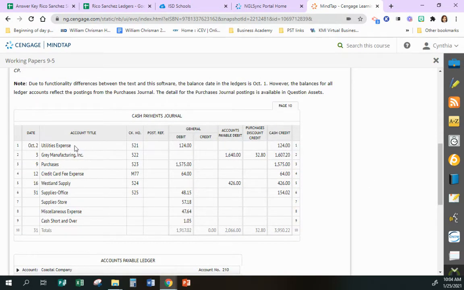So you're going to start with utilities expense. You're going to start with anything that's on the account title line and in the general column. That's what you post first, because the rest of these are going to be posted as a total. So we're just going to post these general ones and also the accounts payable to the accounts payable ledger.